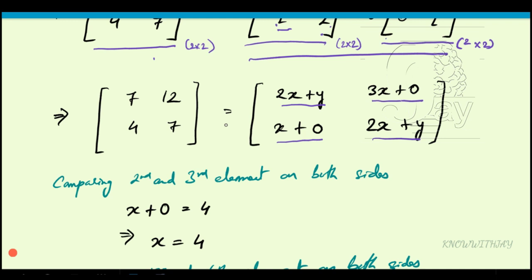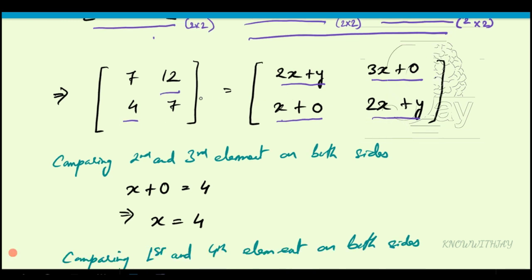Now as we compare the elements, we can check that x plus 0 is 4. So if we compare the second element also, 12 equals 3x plus 0, so 3x equals 12, x equals 12 by 3, that's 4. So we get the same value whether we compare this third element or the second element.